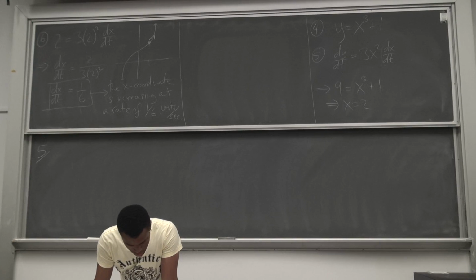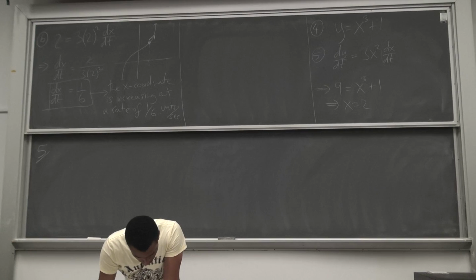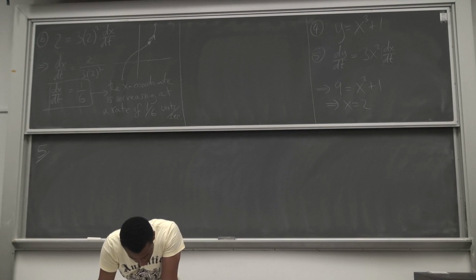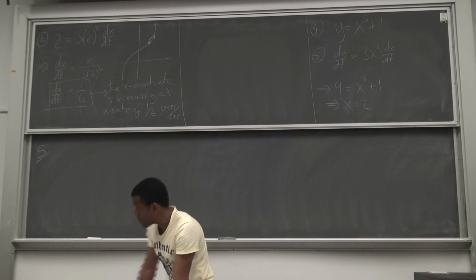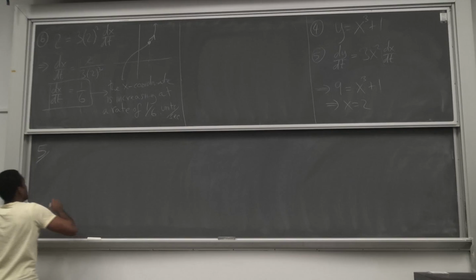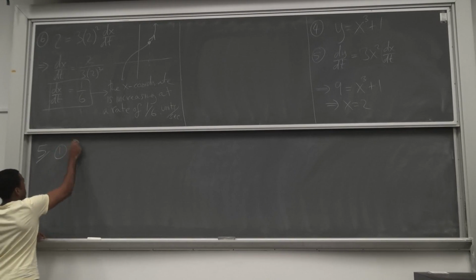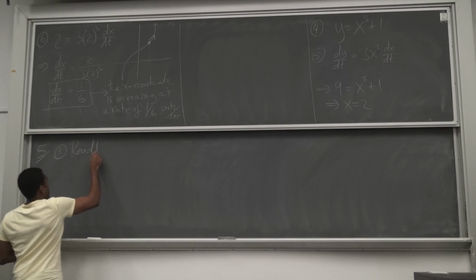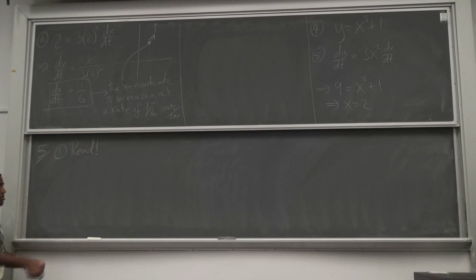So a baseball diamond is a square with side 90 feet. The batter hits the ball and runs towards first base with a speed of 24 feet per second. He runs really fast. At what rate is his distance from the second base decreasing when he's halfway to first base? Okay, so step 1. Read the problem. Okay, so we have a baseball diamond. He hits the ball and he's running to first base, and we want to figure out his rate of change from the second base. Okay, cool.